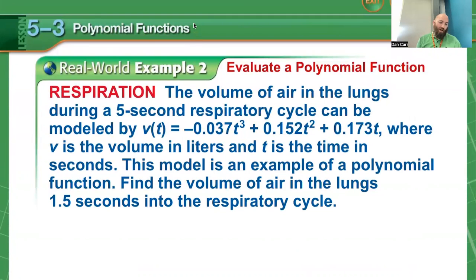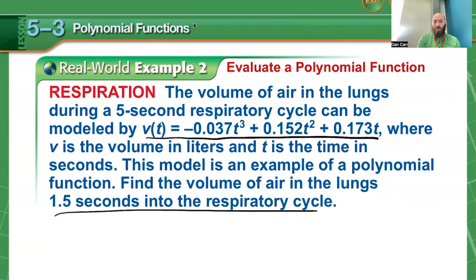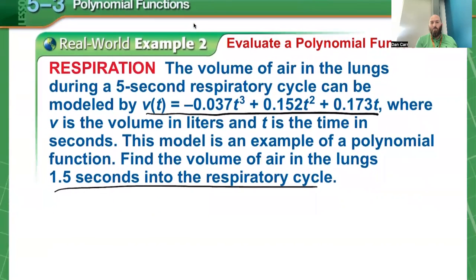All right. The volume of air in the lungs during a 5-second respiratory cycle can be modeled by V of t equals negative and so on, where V is the volume in liters and t is the time in seconds. This model is an example of a polynomial function. Find the volume of air in the lungs 1.5 seconds into the respiratory cycle. It's talking about a polynomial function, and we're just evaluating here.